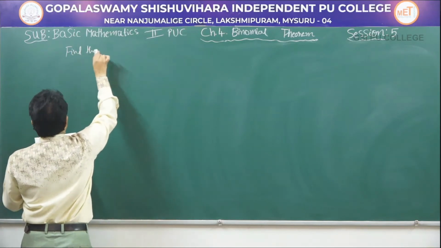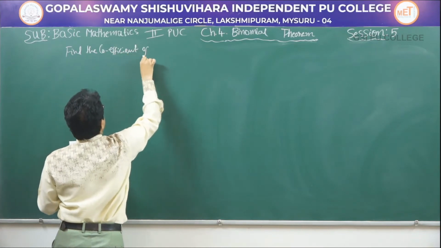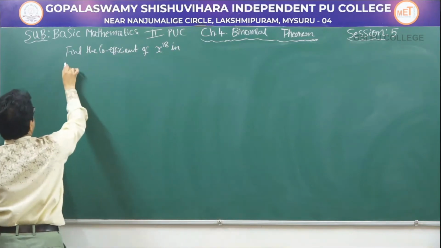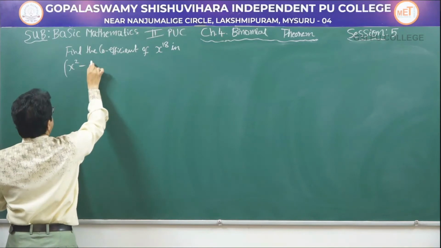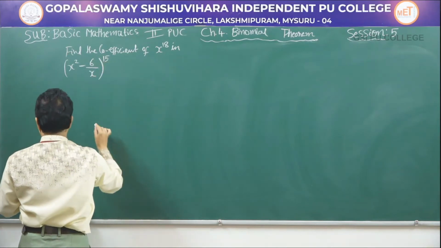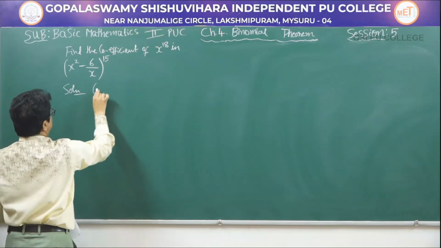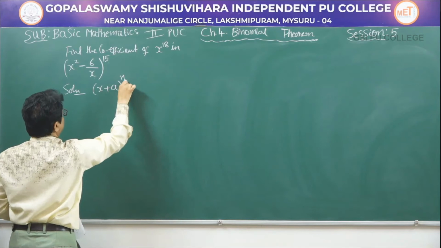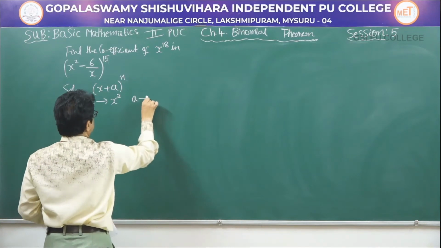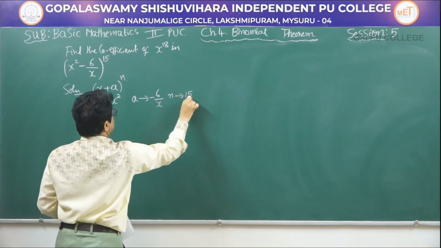Find the coefficient of x power 18 in (x square minus 6 by x) whole power 15. Comparing the given problem with (x + a)^n, we get x is x square, a is minus 6 by x and n is 15.